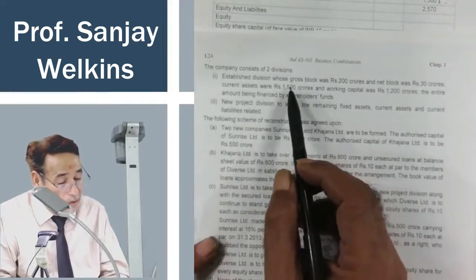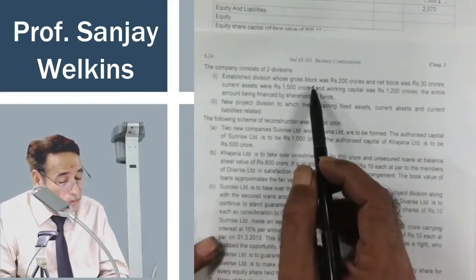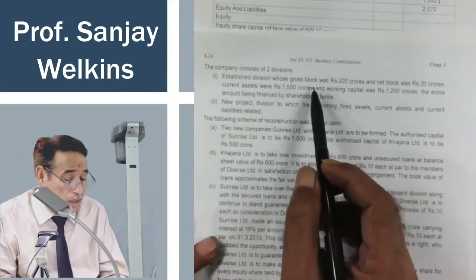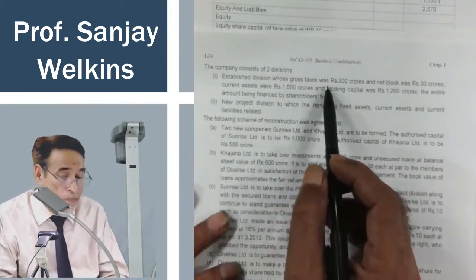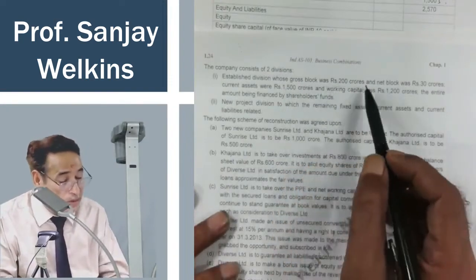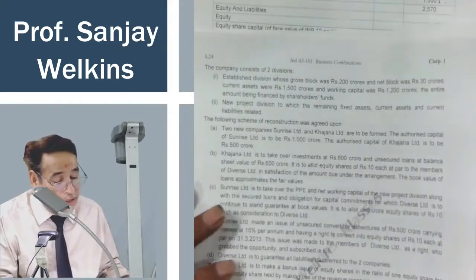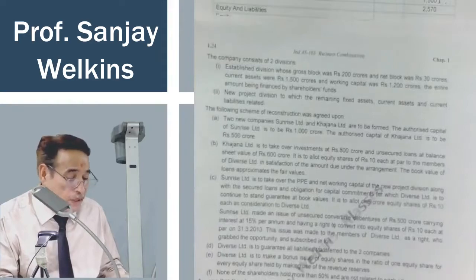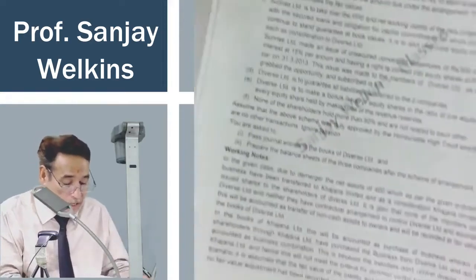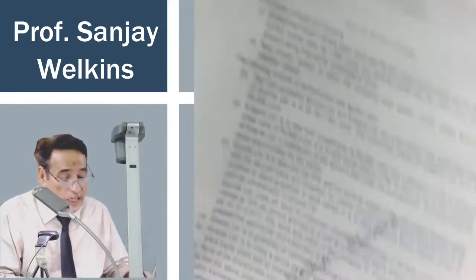Further, we have been given the establishment division whose gross block was 200 crores and net block was 30 crores. Now pay attention here. Gross block means fixed asset. Fixed asset means property, plant and equipment. What does this line stand for?